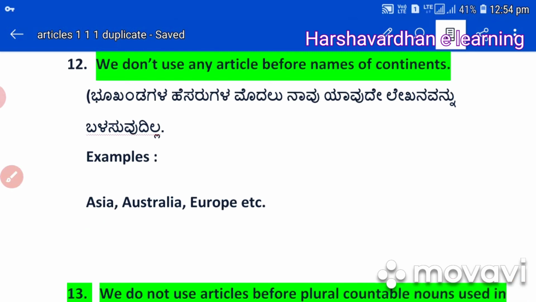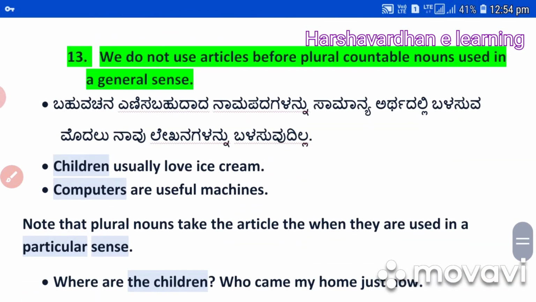Next, 13th one. Don't use articles before plural countable nouns used in general sense. We use articles with plural countable nouns in a particular sense only, but not in a general sense. See here, the examples I had given. First example: children usually love ice cream. It's in a general sense, children.